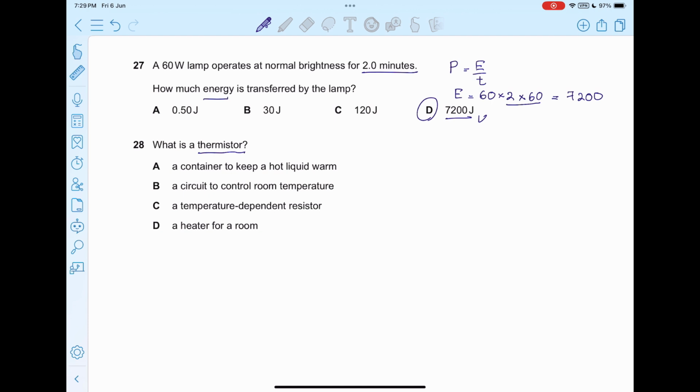What is a thermistor? Oh, a thermistor is a kind of resistor that depends on the temperature and changes its resistance. So out of all the choices, C aligns with it the most, so C is the correct answer.